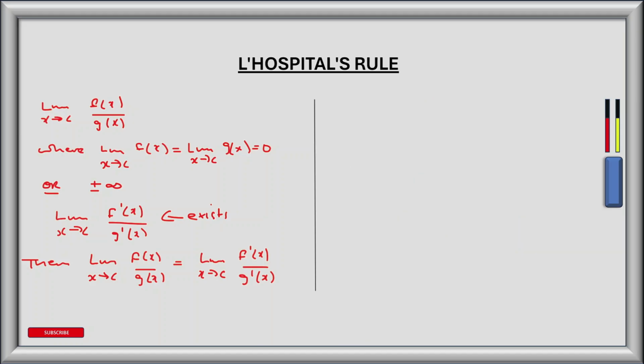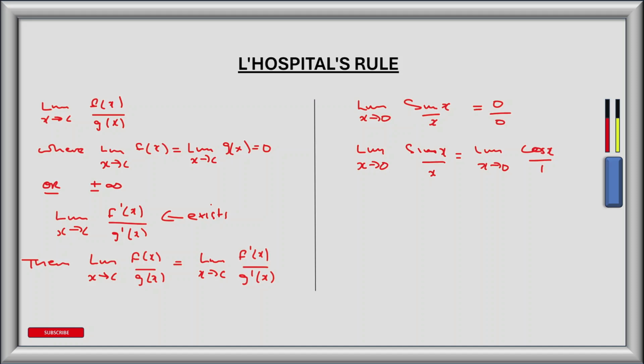So let's look at another example and see if we can evaluate the limit as x tends towards 0 of sin x divided by x. So when x is equal to 0, the sine of x is equal to 0, divided by x is equal to 0. So that's an indeterminate limit. Then if we apply L'Hopital's rule to this, we can say that the limit as x tends towards 0 of sin x divided by x is equal to the limit as x tends towards 0 of the derivative of sin x, which is cos x, divided by the derivative of x, which is 1.